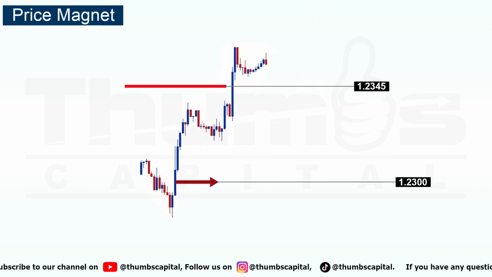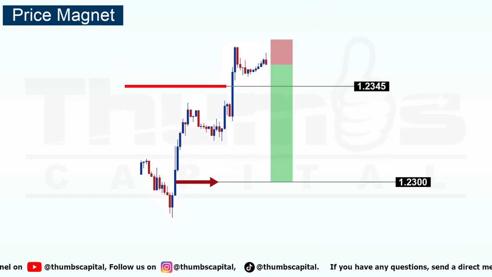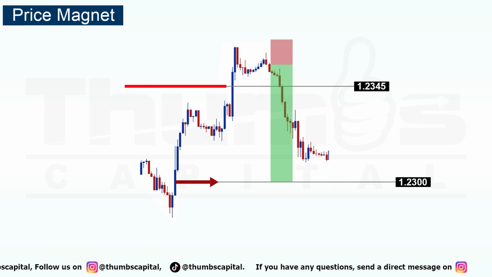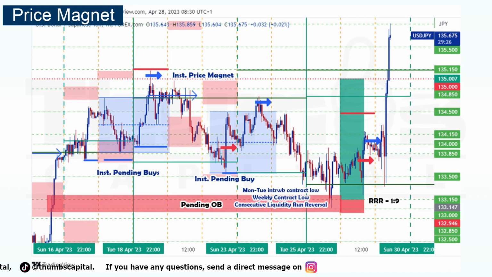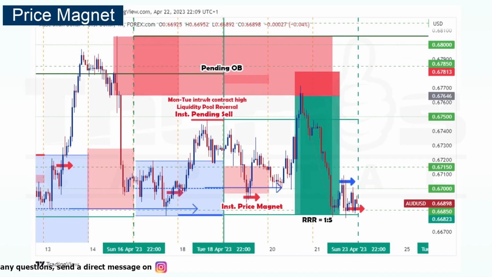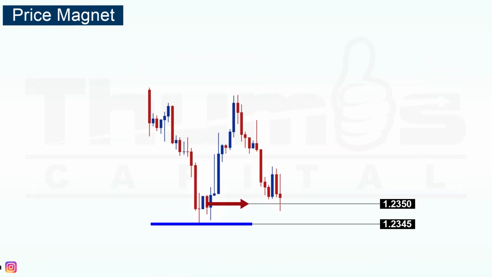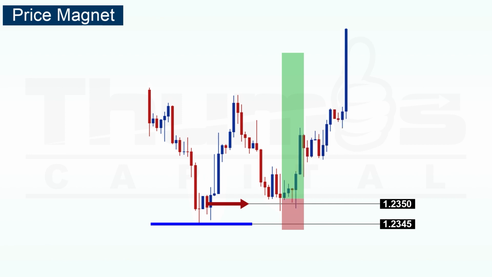The levels serve as target prices when we have trades in their direction. Here are examples of price magnet applications as targets. In addition to being used as targets, it can also be used as an entry price when we have an opposing trade setup around the price magnet level. This can be seen in these examples.